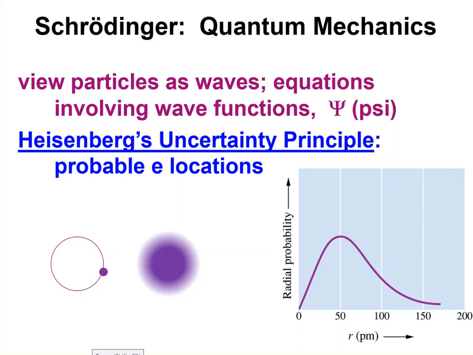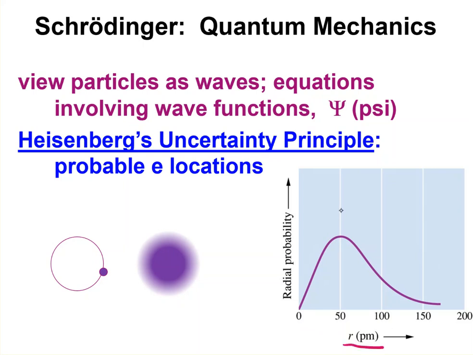Once we saw that particles could be viewed as waves, and this is mathematically predicting their probable locations, then these mathematical equations could be used to predict where an electron is likely to be. And so this is where we got rid of the idea that we have a ring and the electron is on it, or even a set distance from the nucleus, and we got more of an electron cloud type thing, where this is distance from the nucleus in picometers.